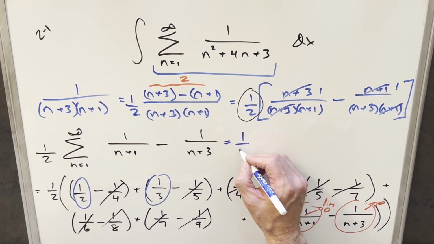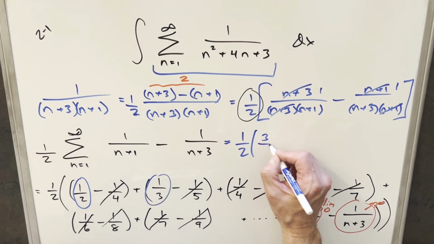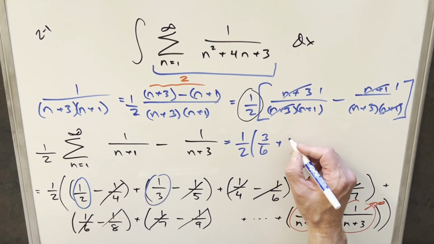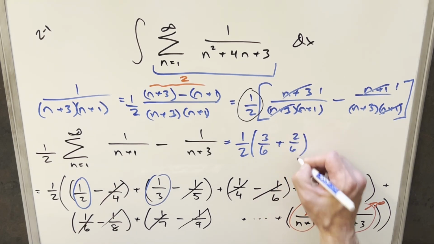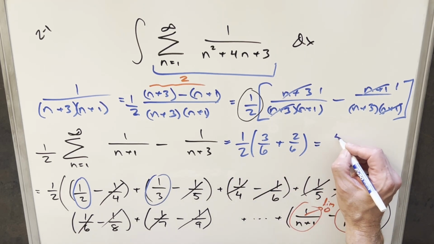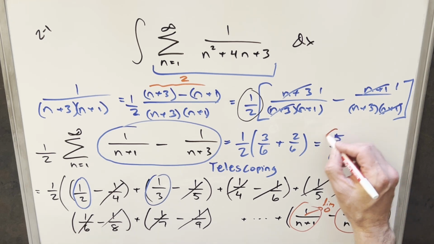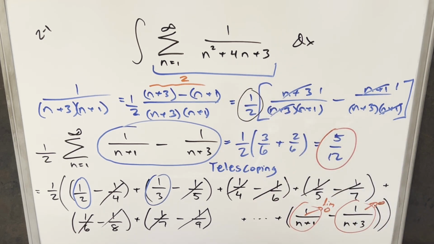So we're going to have a 1/2 in front, and then with a common denominator I can write 1/2 as 3 over 6 plus 1/3 as 2 over 6. Putting this together, we have 5 over 6 times 1/2, which gives me 5 over 12. Now that I've made a mess of the board, let's take this value, plug it back into our integral, and finish it off.